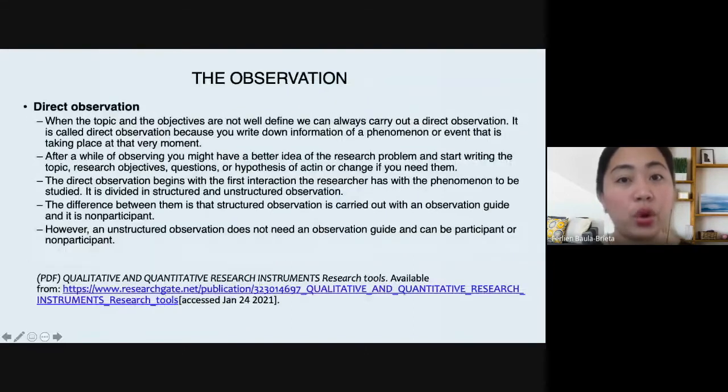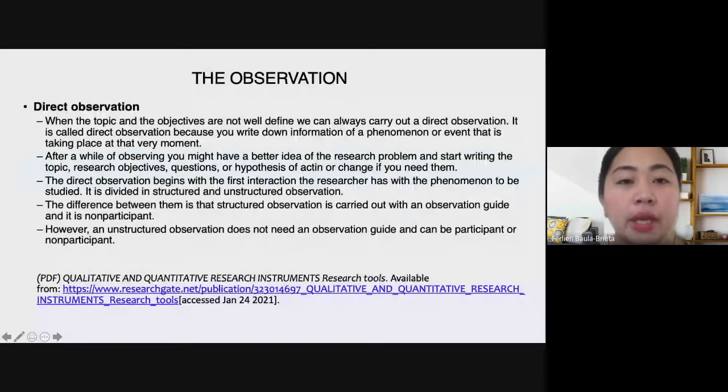Now, moving forward, this is the first type of qualitative data gathering. So the first type is the observation. So we have different types of observation. The first type under observation is called direct observation.